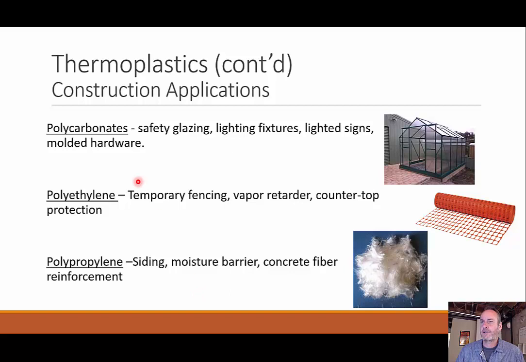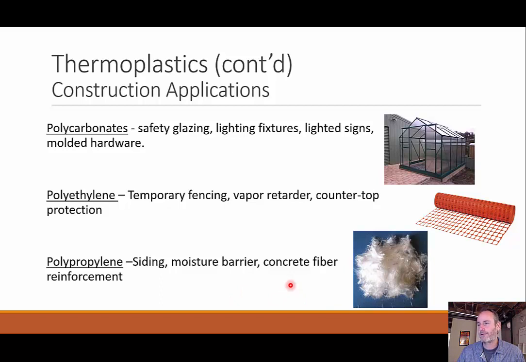Continuing with the thermoplastics, polycarbonates like safety glazing, light fixtures, lighted signs, molded hardware. Here's a safety glazing on this, looks like a greenhouse type structure. We have polyethylene, which could be used in temporary fencing, vapor retarders, countertop protection. We have polypropylene. You might see this in siding, moisture barrier. I threw a picture up here of concrete fiber reinforcement made out of polypropylene.